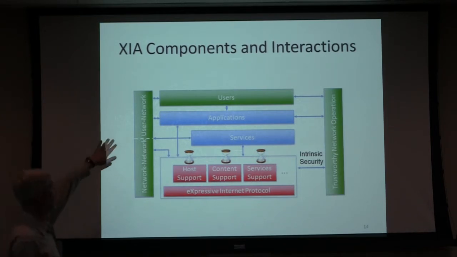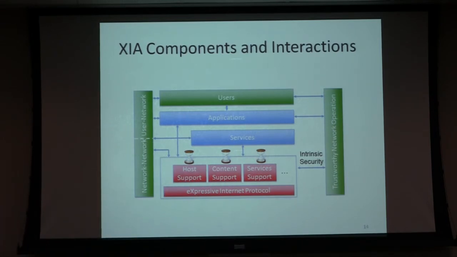Interfaces also come in when you deal with users and applications. You can put all the features in the network that you want, but ultimately an application has to be able to use them. And then obviously there's the trustworthy network operations. You need things like routing and all that kind of good stuff, right?